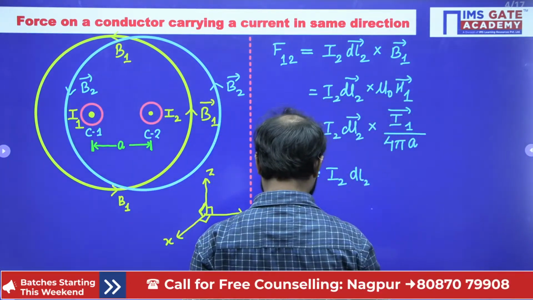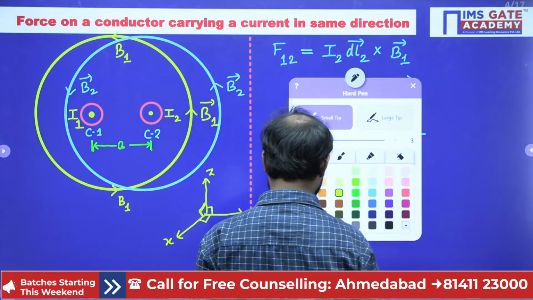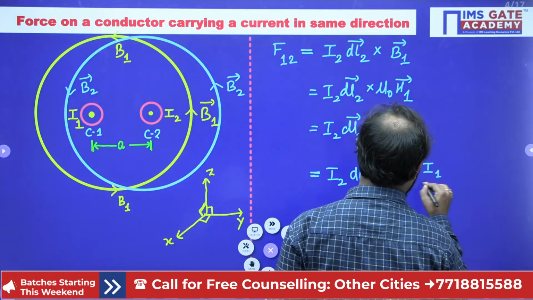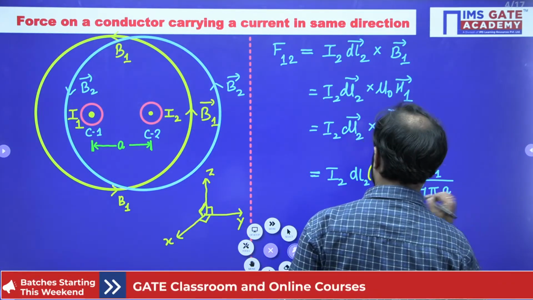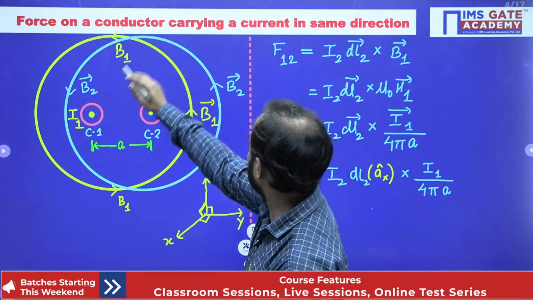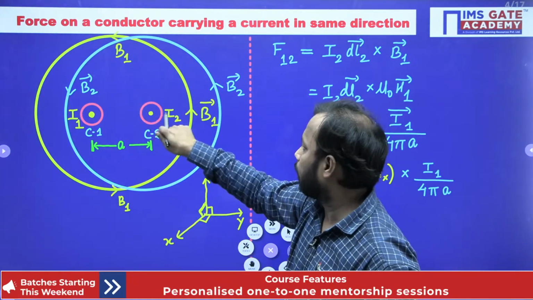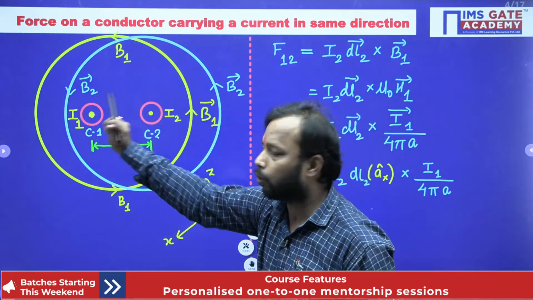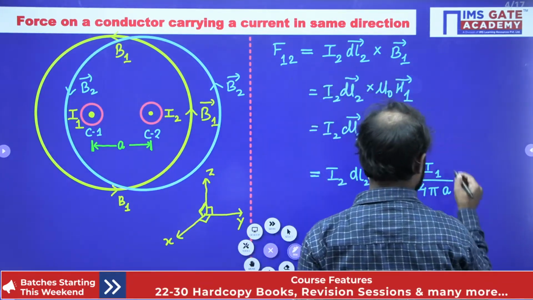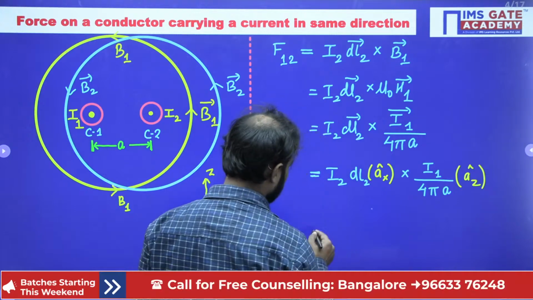Done. So this is having the direction as AX cap, times I1 upon 4 pi A. Now what is the direction of the magnetic field, which is B1? B1 is here, and it is in the AZ direction, isn't it? See the magnetic field in this conductor due to current 1. So it is upward. So here it will be AZ cap.